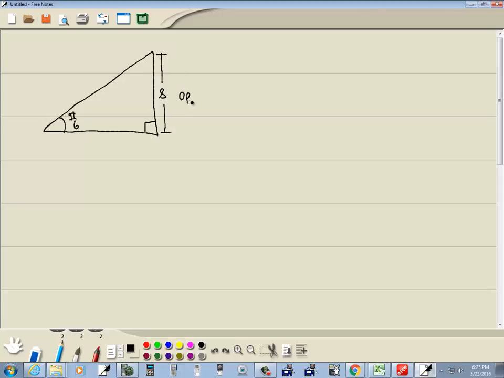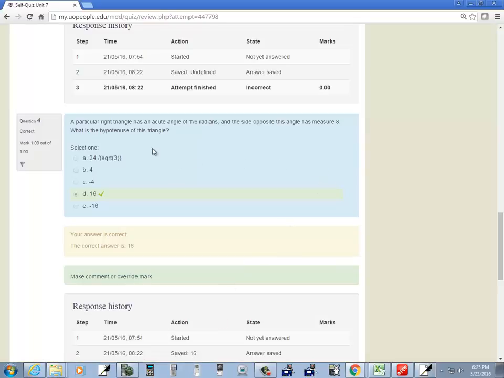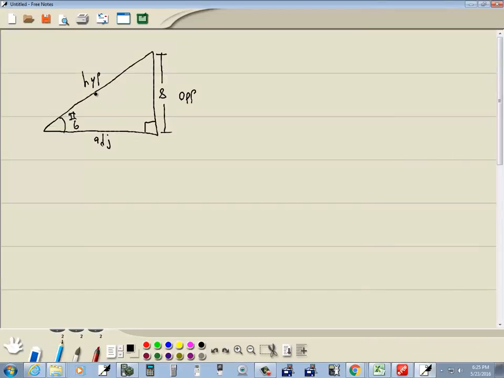And this is the opposite side to this angle, because it's opposite of it. The adjacent would be right here. And the hypotenuse is always the side that's opposite your 90 degrees. Okay, and it says, what is the hypotenuse of this triangle? So we're trying to find out what this is.